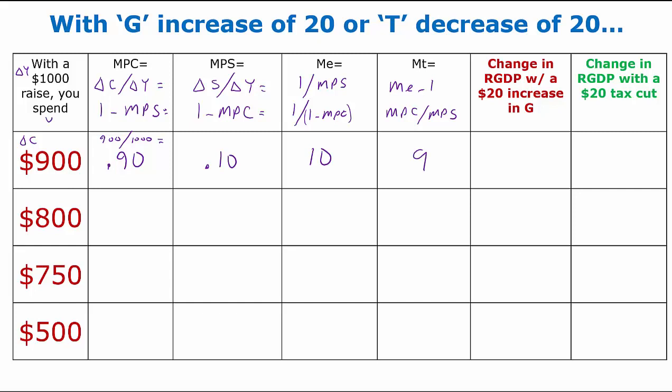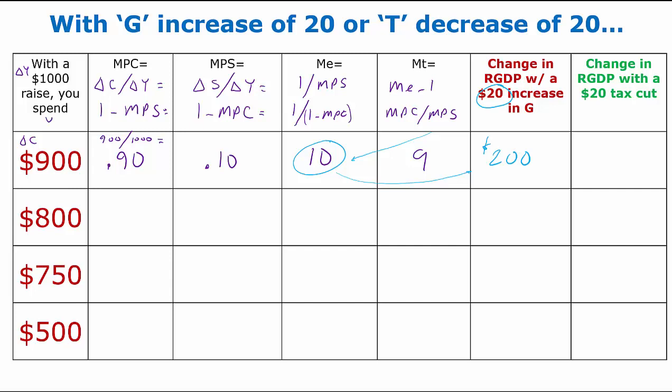Now these last 2 columns, listen to this explanation. We want to know how much GDP changes by if there's a $20 increase in government spending. Remember, the government spending is 20, the multiplier is 10, so all we're doing is taking 20 multiplied by 10, and we get $200. So government spends $20 with a multiplier of 10, GDP increases by 200.